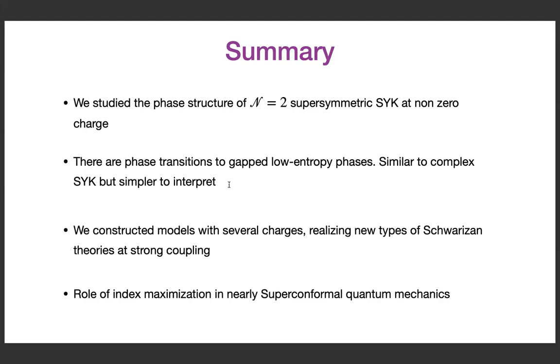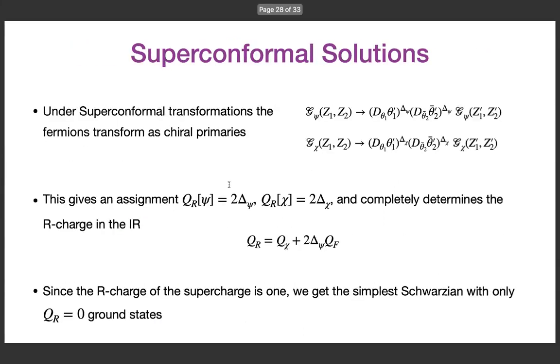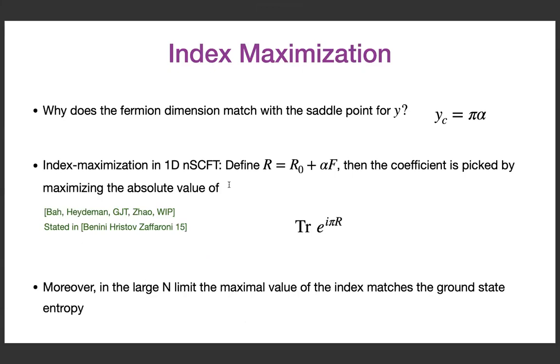So maybe I can start the questions. You mentioned index maximization in 1D. Of course, this also exists as F maximization or C maximization and so on in different dimensions. And you seem to be defining it also in nearly superconformal field theories or quantum mechanics. Do you think this would also extend to higher dimensions, this extremization in nearly conformal theories, nearly superconformal theories?